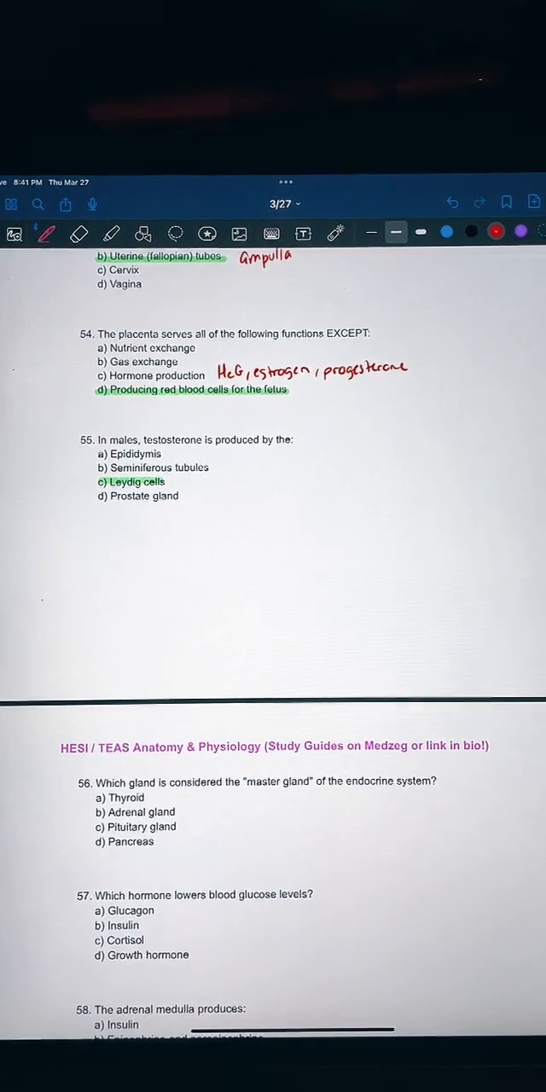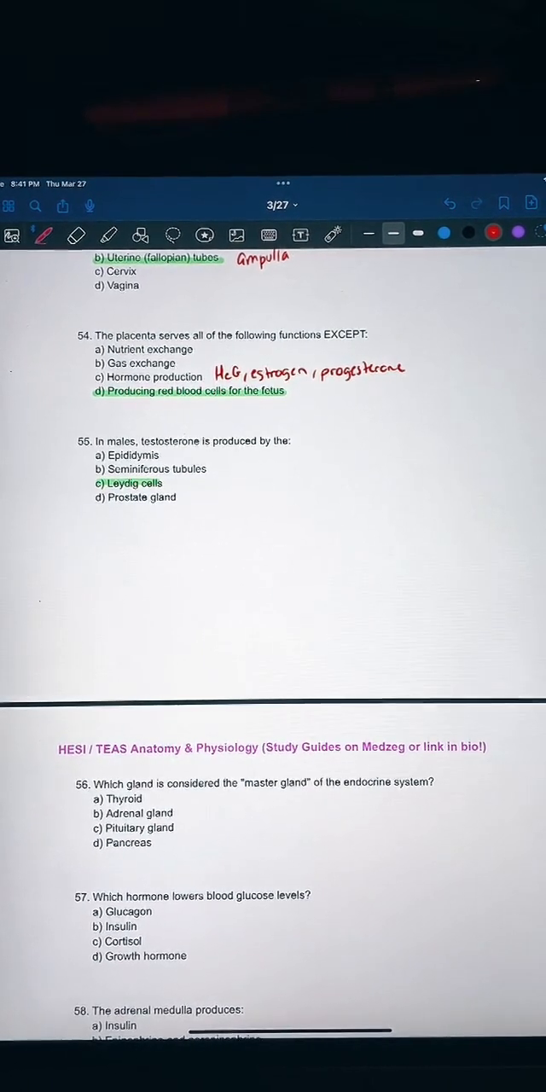But the answer was Leydig cells. Leydig cells are what produce testosterone in response to luteinizing hormone stimulation. The epididymis stores and matures sperm. Seminiferous tubules produce sperm, but Sertoli cells within them support sperm development rather than produce testosterone. And the prostate gland secretes fluid that's part of semen, but does not produce testosterone.